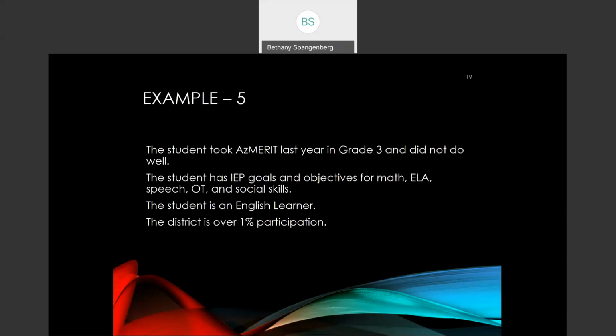Example 5. A student took AZ Merit last year in grade 3 and received a performance level 1 for both ELA and mathematics. The student has IEP goals and objectives for math, ELA, speech, OT, and social skills. The student is an English learner, and the district is over the 1% threshold. For the recorded webinar, pause the recording now to take notes.